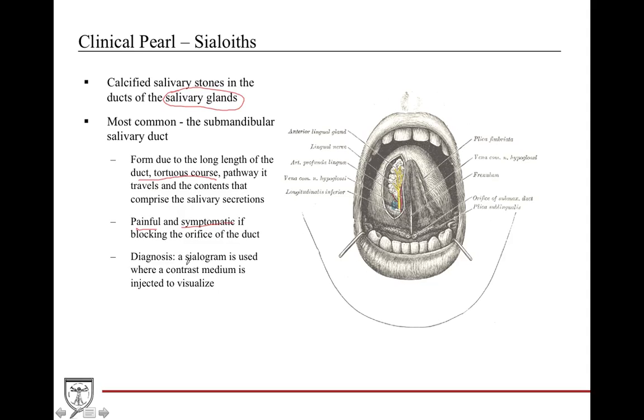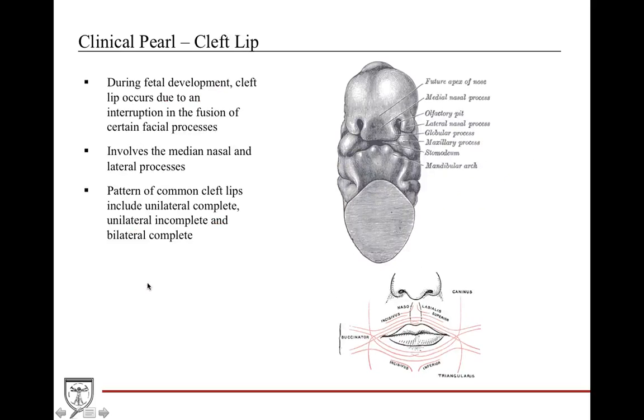Diagnostic testing for this is using a sialogram, which is just injecting some dye to see if the dye will actually be emitted or not. And if that's the case, sometimes you have to do some sort of local surgical resection and remove the stone. And then again, we have the infamous cleft lip and cleft palate.